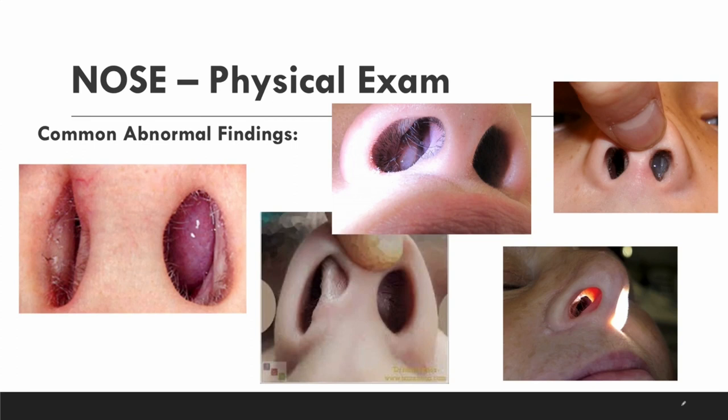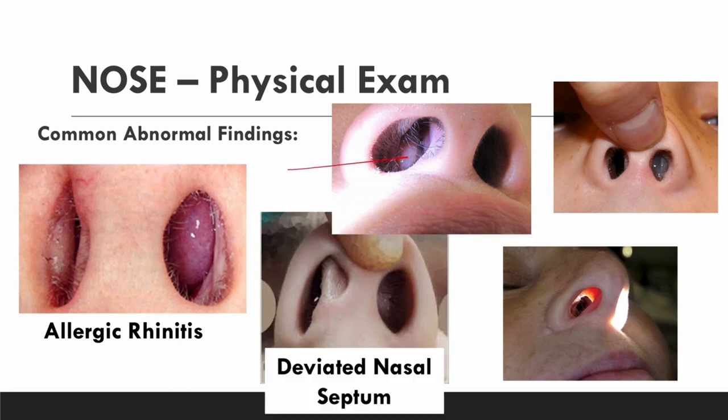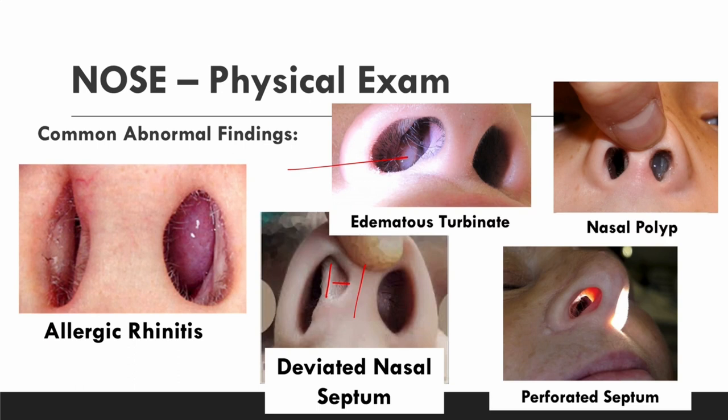So last but not least, I have a quick photo challenge for you. Here we have a large, pale, boggy-looking item. It's nasal allergic rhinitis. Over here, we can see this is pretty swollen. Here we see a nasal polyp. Oh, here's a deviated nasal septum. So the septum should be right here in between the two, and that's a deviated septum. We also have here a nasal polyp and a perforated septum. So you can actually see right through to the other side.